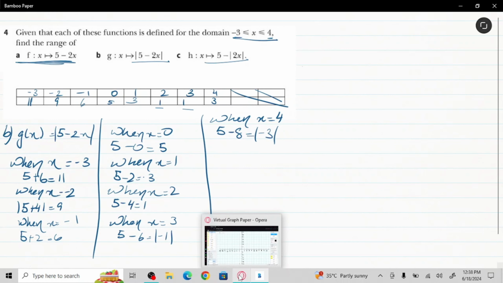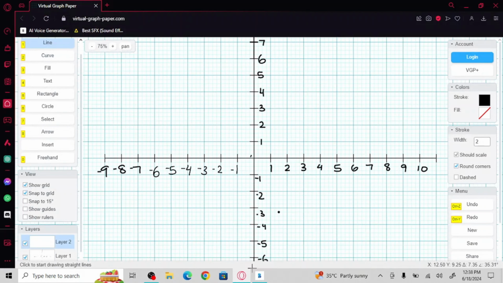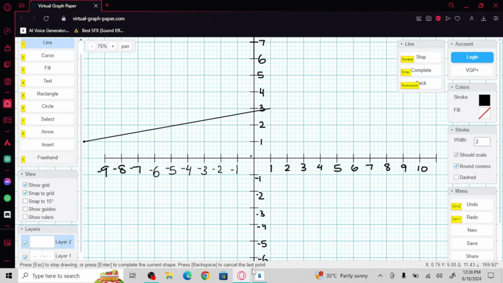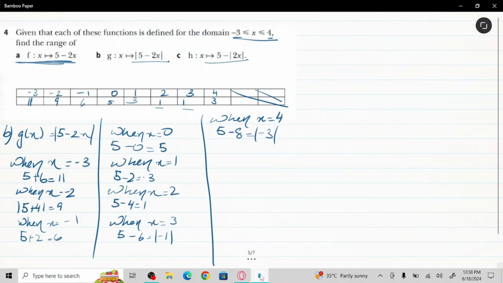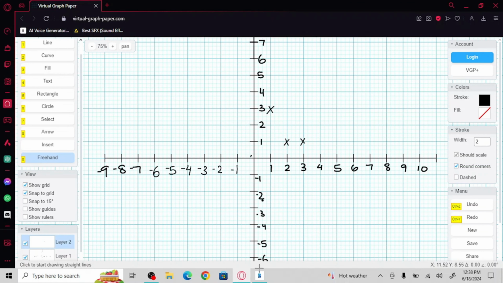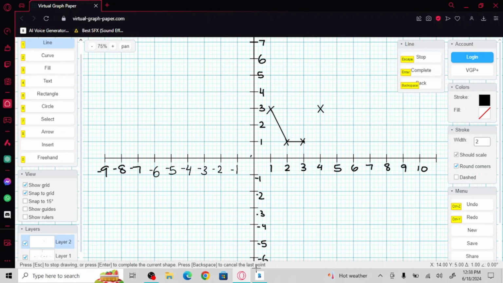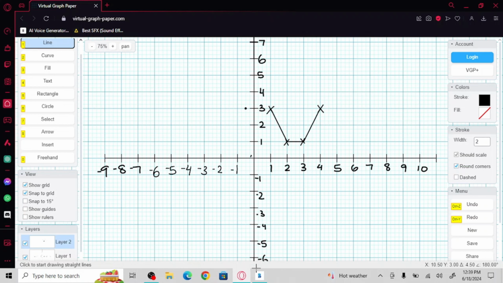Let me plot a graph. When x equals 1, y equals 3. I'm just forming a part of the graph. When x equals 2, y equals 1. When x equals 3, y equals 1. And when x equals 4, y equals 3 again. Now let me make a line for this graph. And if you just see right now, this is the part of the graph.